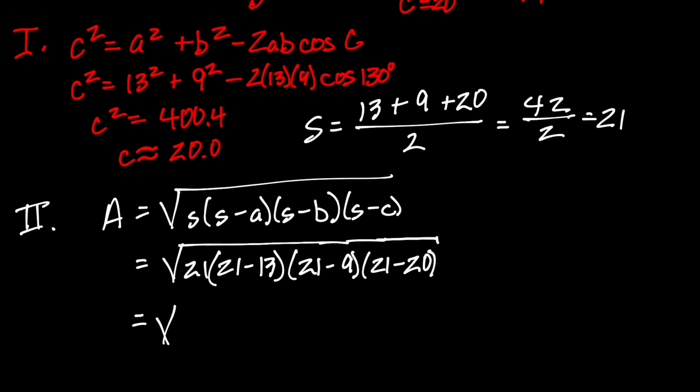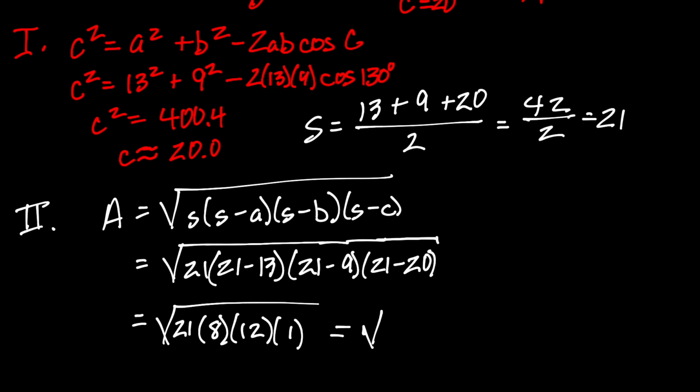Well, first let's simplify it out. I've got 21 times 21 minus 13, that would be 8. 21 minus 9, that would be, let's see, 10, 12. And 21 minus 20, that would be a 1. So we're going to go ahead, type this into the calculator, and we end up with 21 times 8 times 12 times 1.